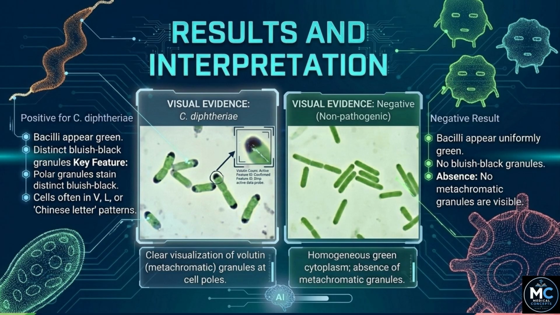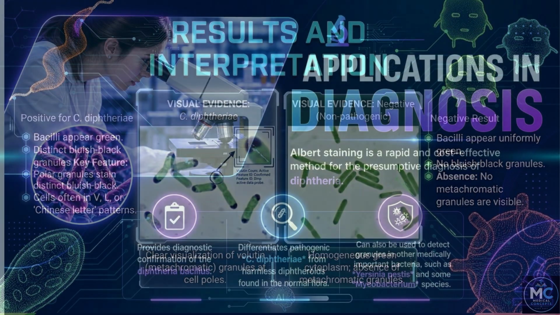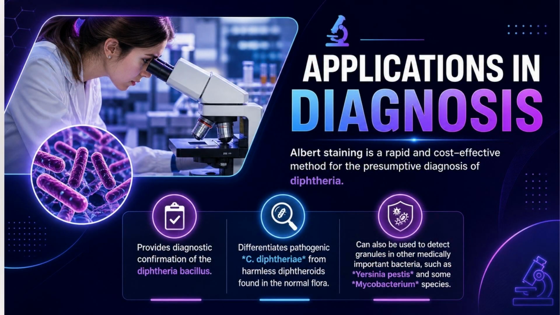Albert staining has important clinical applications. It is used for the presumptive diagnosis of diphtheria. It helps in identifying Corynebacterium diphtheriae quickly in clinical samples. It is also useful for differentiating pathogenic bacteria from harmless diphtheroids. Additionally, it can detect granules in other medically important bacteria.